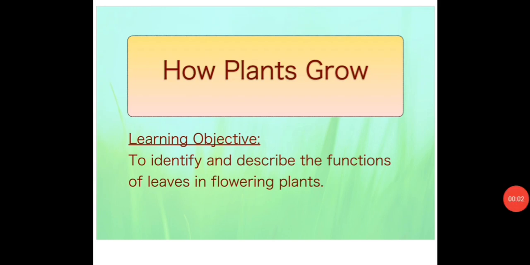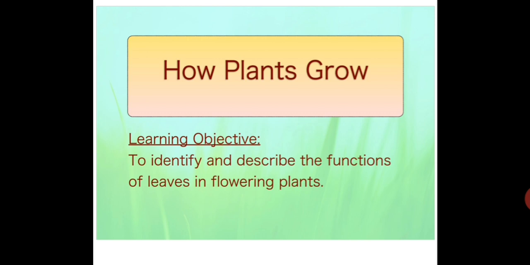Good morning, Year 3. Welcome to the third lesson in our science topic, all about how plants grow. Last lesson, you will remember that we were looking at how water is transported from the roots up through the stem through a process of capillary action. And today we're going to be looking at what happens in the leaves of the plants. So our objective today is to identify and describe the functions of leaves in flowering plants.